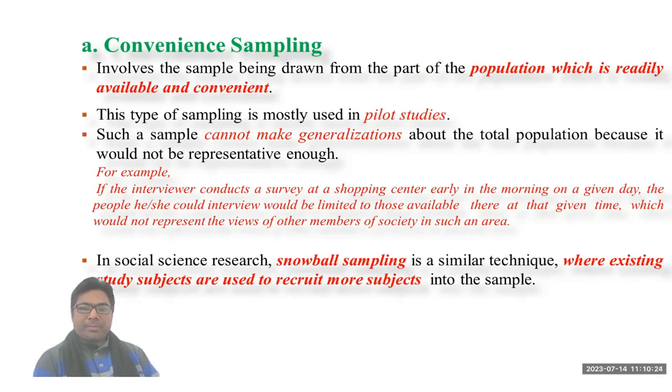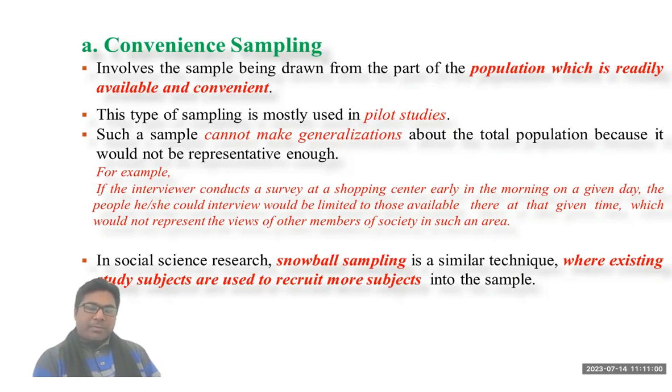Usually we use the convenience sampling method while conducting pilot studies, because this method doesn't help generalization. That means whatever you have studied by using this method cannot be generalized. It can apply to a specific population, but it cannot be generalized. We have an example to clarify this point.